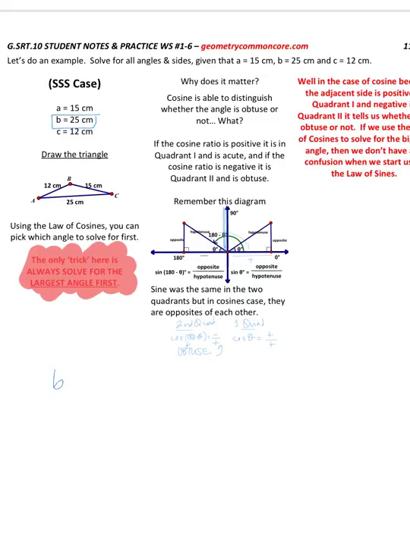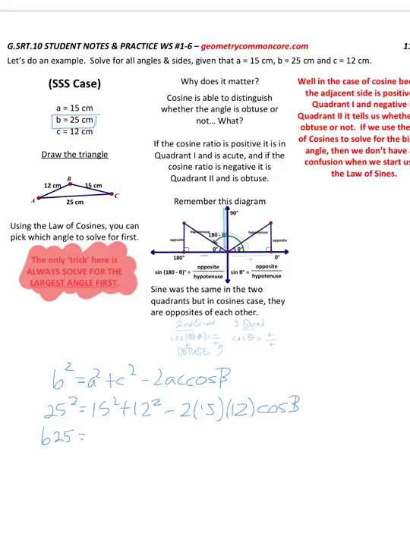So c squared equals a squared plus b squared, minus 2ab cosine of C. Here I have 25 squared equals 15 squared plus 12 squared minus 2 times 15 times 12 times cosine of an unknown angle that we will eliminate as an obtuse angle as soon as we solve. So 625 equals, if I add 15 squared and 12 squared, 369 minus 360 cosine. Here, you cannot combine. These are not like terms.